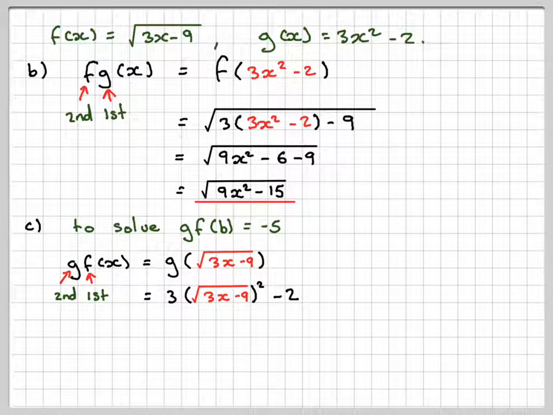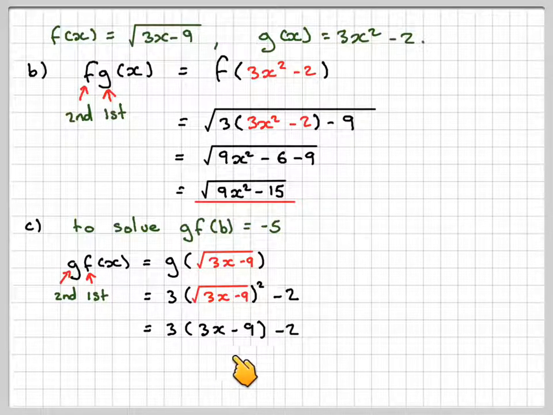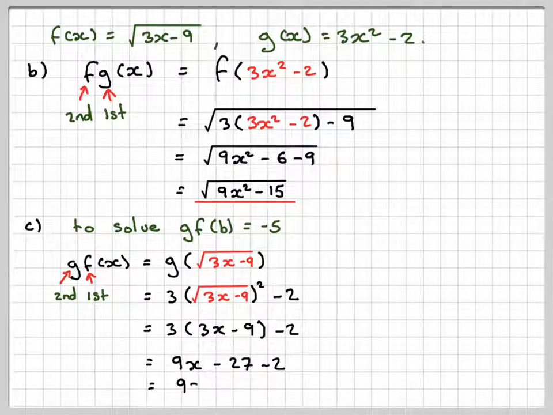Now, if you take the square root of something and then square it, then you'll get back to what you started with. So this now becomes 3 times 3x minus 9, minus 2. We now expand the brackets, so we're going to get 9x minus 27 minus 2, and that becomes 9x minus 29. So what we're going to solve is the equation 9x minus 29 is equal to minus 5.